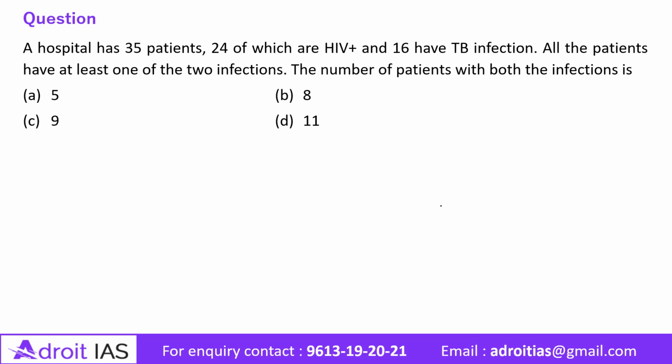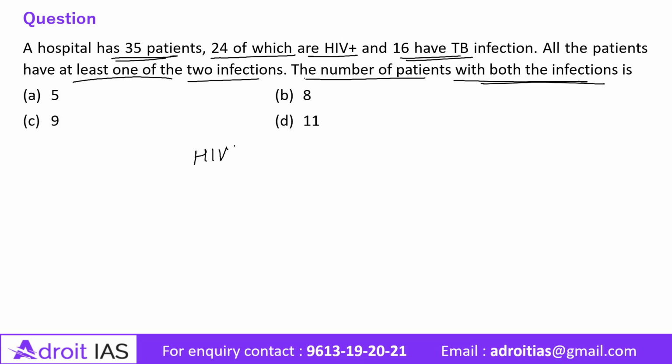The next question says a hospital has 35 patients, 24 of which are HIV positive, 16 have TB infection, all the patients have at least one of the two infections, and the number of patients with both infections is asked. It is a very simple Venn diagram question. HIV positive cases are 24 and TB cases are 16. Just add both of them: 24 plus 16 is 40. So the total is 40.